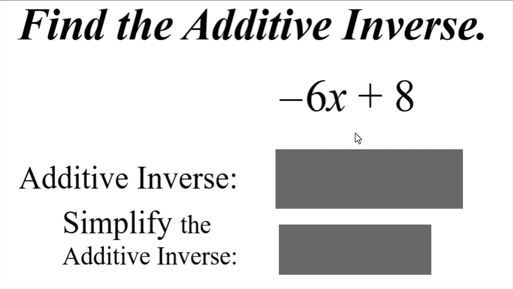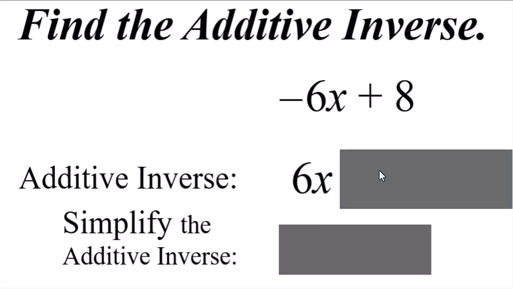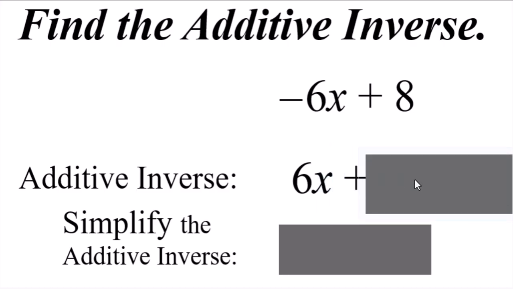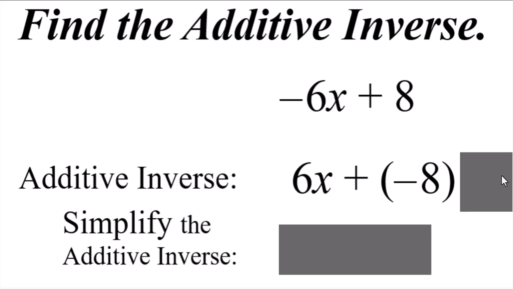First problem, negative 6x plus 8. We're going to find its additive inverse. Since this is a two-term algebraic expression, the way that you can find the additive inverse is by simply changing the sign of each of those terms, because additive inverse means opposite. So we're going to make each of these terms become their opposites. So instead of negative 6x, it'll become positive 6x. Instead of 8, it'll become negative 8.